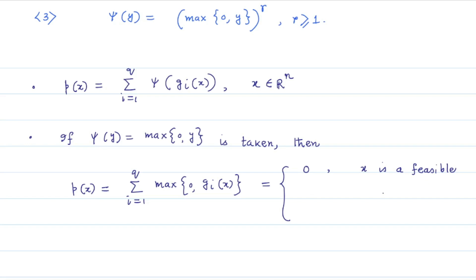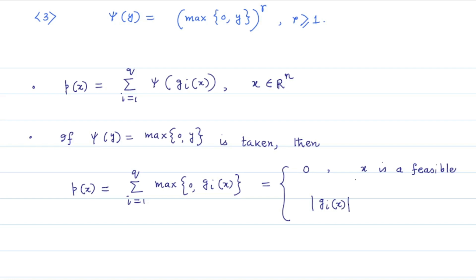And when x is not a feasible point, let's suppose x is not feasible due to the violation of the ith constraint, then you notice that this maximum of 0 and g_i(x) is given by the value g_i(x), because the ith constraint is violated at the point x. And therefore, g_i(x) is greater than 0, and hence the maximum of these two quantities is equal to g_i(x). And therefore, when x is not a feasible point due to the violation of the ith constraint, we have this penalty expression equal to the absolute value of g_i(x).